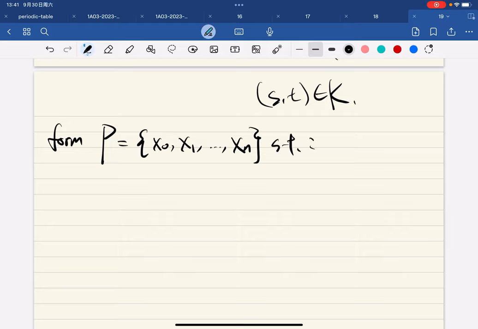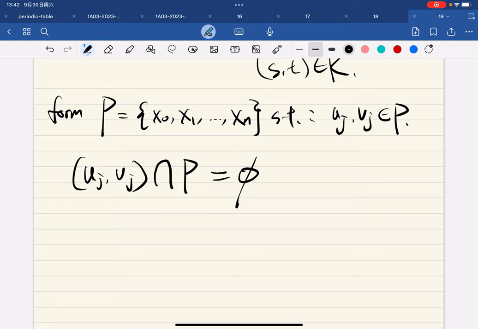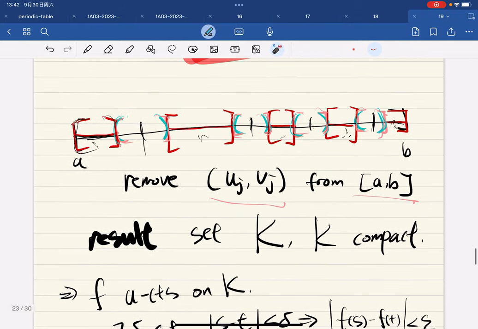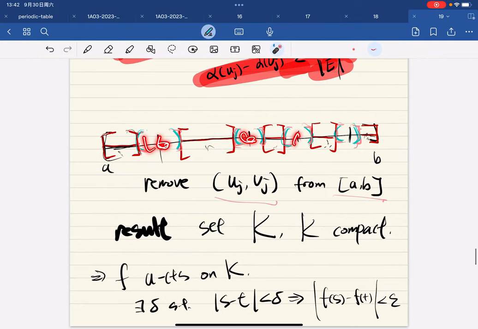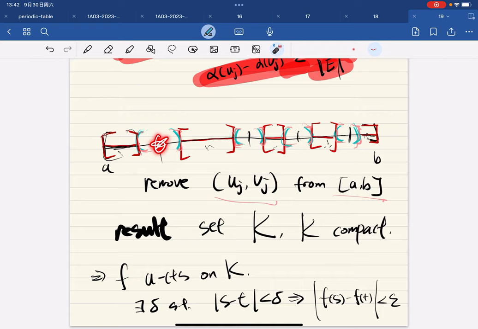Such that u_j, v_j are in P, and (u_j, v_j) is empty. Which means that none of the points in the partition lies in between them. So the only points of the partition are like this, this, this; it cannot be inside those.